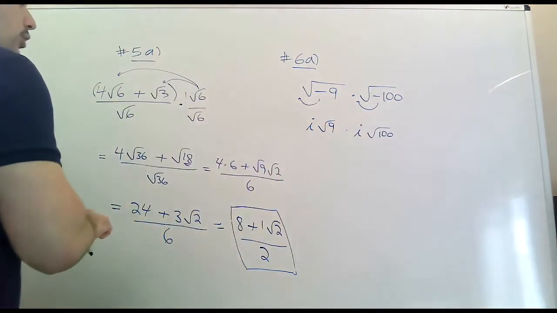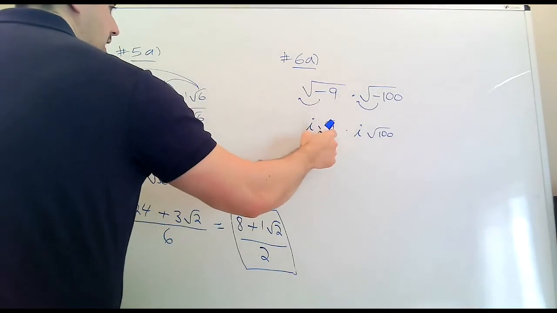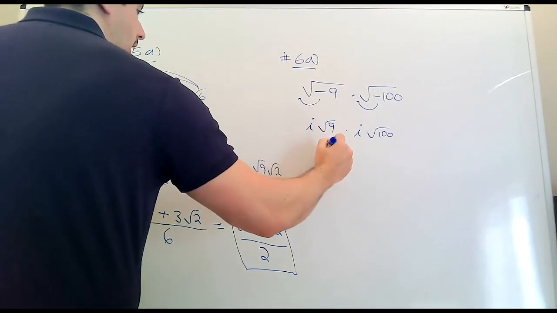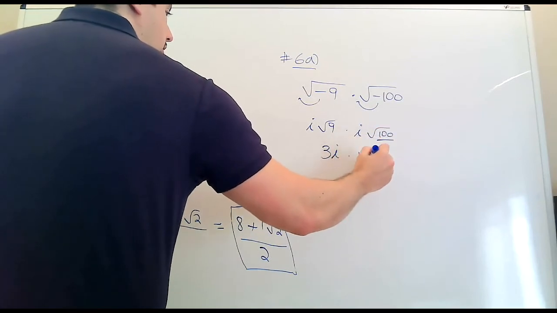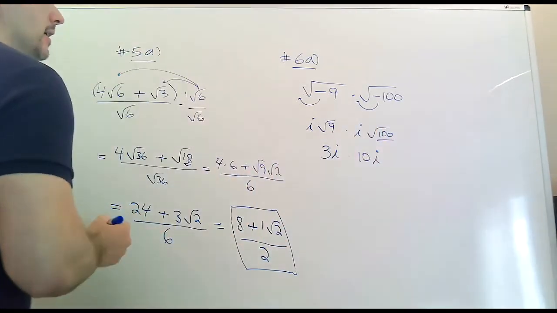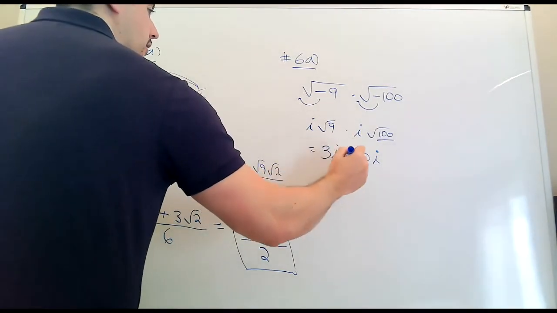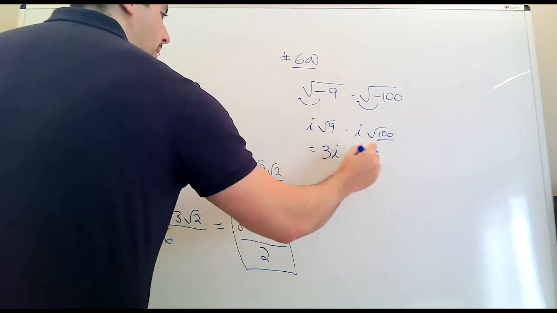And then you can free the guy from the jail. Now that comes out as 3 and hooks up with the i, makes 3i. This comes out of jail as 10 and hooks up with the i, and you get 10i. Now I'm going to multiply them together. 3 and 10 make 30. But what about the i's?